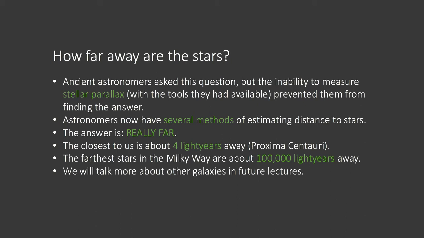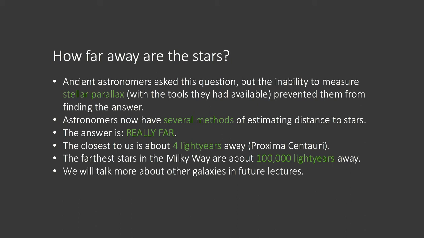But now we have several methods of estimating how far they are away, and in brief, they are really, really far. In fact, the closest star to us beside the sun is 4 light years away. So it takes 4 years for the light from that star, which is Proxima Centauri, to get to us.